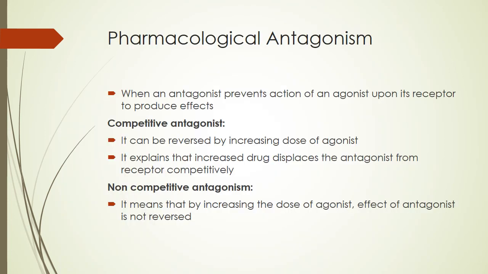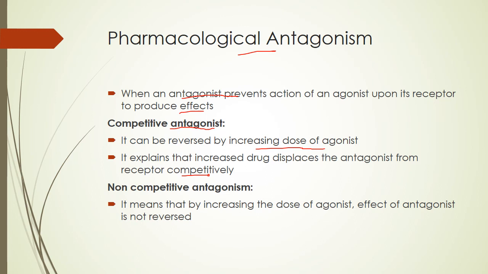Now, pharmacological antagonism. When an antagonist prevents the action of an agonist upon its receptors to produce an effect, that is the definition of an antagonist. What are competitive antagonists? Their effect can be reversed by increasing the dose of the agonist, which means that the increased drug displaces the antagonist from the receptor competitively. So basically, these compete with each other for the pharmacological action. So it is reversible: if we increase the concentration of an agonist, the antagonist effect can be reversed.